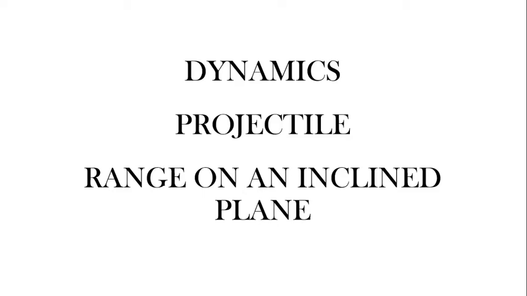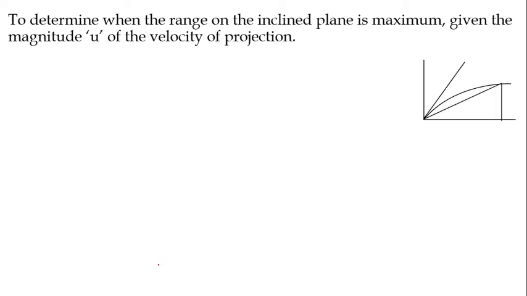Hi students, in this video lecture we are going to learn about some of the properties of range on an inclined plane. We already know what range on an inclined plane is. So the first property is when will be the maximum range. That means at which angle the maximum range is obtained for an inclined plane. That's what we are going to find.